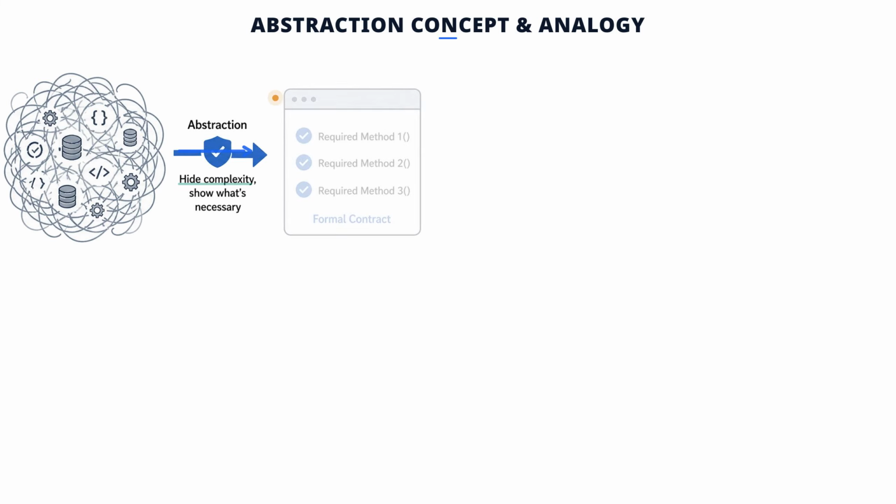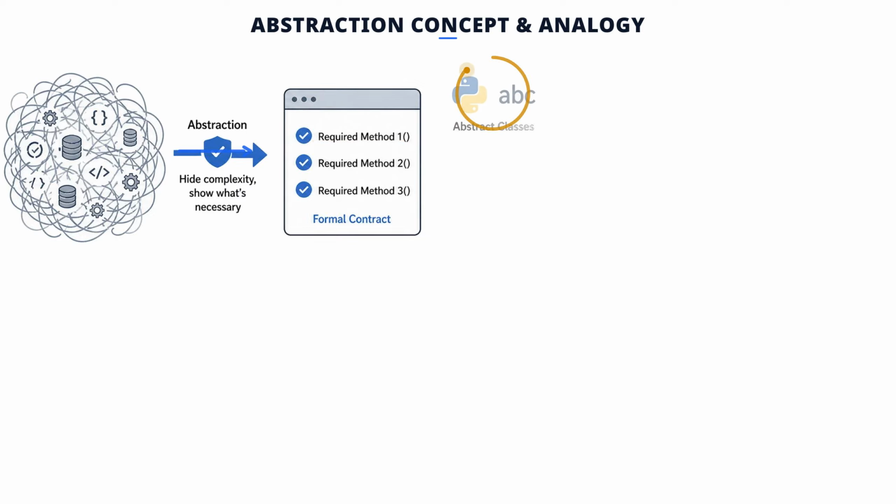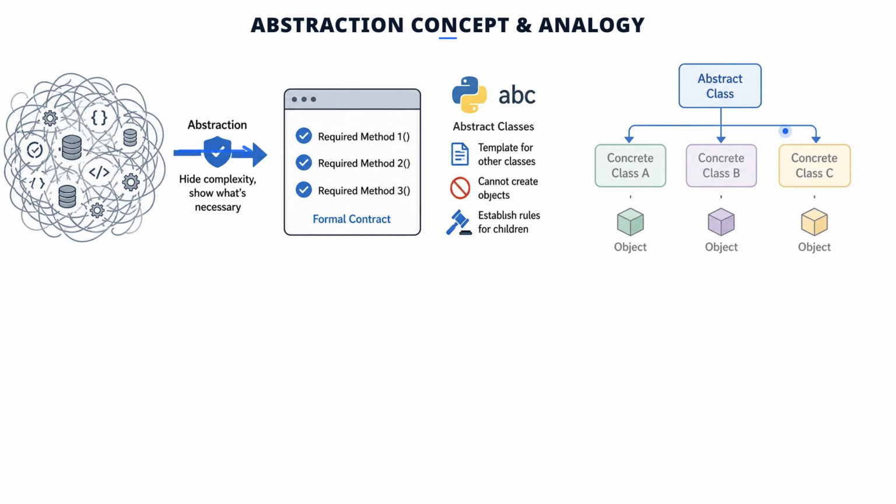It functions almost like a formal contract. By defining an abstract class, a system dictates that any class using it must include specific required methods, without any concern for how those methods are internally programmed. In Python, this is achieved using the built-in ABC module. These abstract classes serve as templates for other classes. They cannot be used to create objects directly, but exist solely to establish rules for their children, ensuring every concrete class follows the same structural blueprint, as you see in this hierarchy on the right.